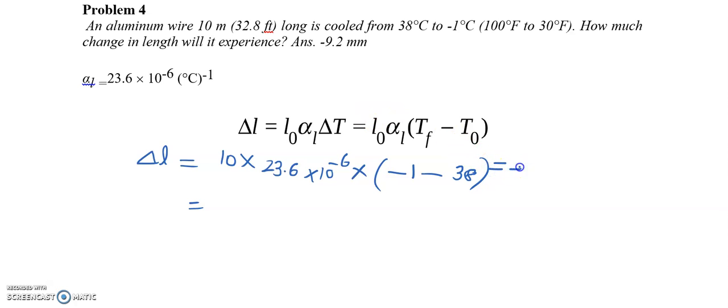so this will be equal to minus 0.009204 meter, which means that it will be 9.2 millimeter. The minus sign shows that the length will decrease because the temperature was decreased from 38 to minus 1 degree centigrade. So there will be a contraction.